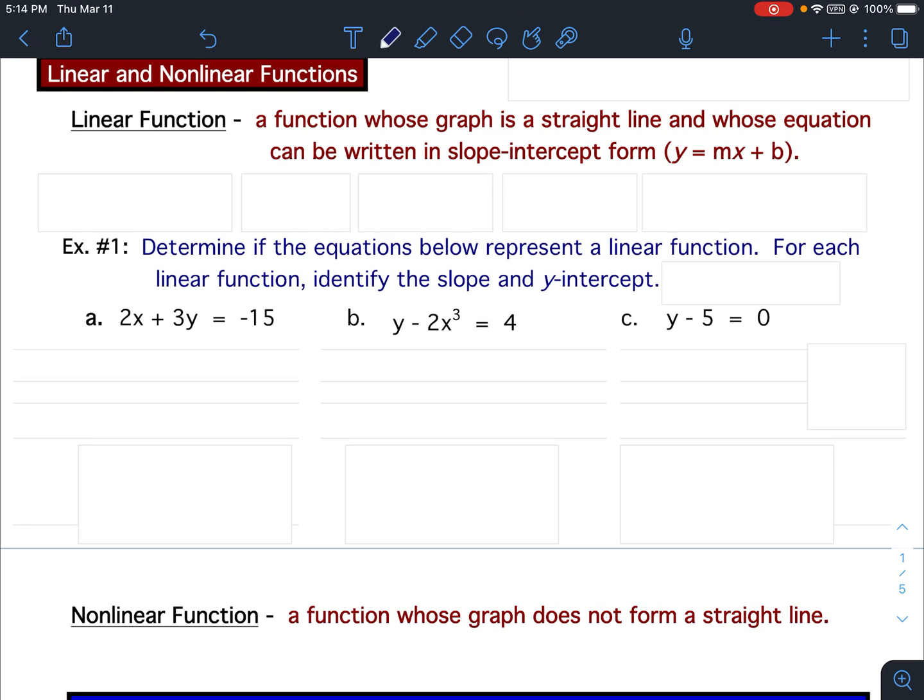So we're going to start with our definitions. Write your definition for linear function and write your definition for nonlinear functions. Please make sure you leave some space to put examples down below. Pause your video and write those definitions down now.